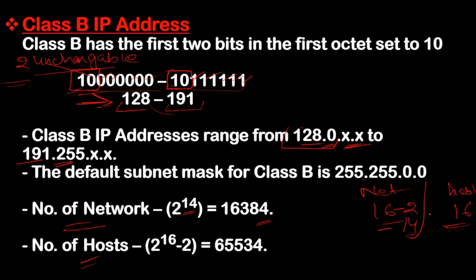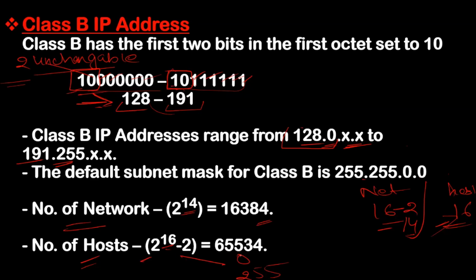Now the number of hosts. In the host part we have 16 bits, and as we discussed, in the host part you don't have to subtract any unchangeable bits. So this is 2 power 16. If you count this, it will be 65,536 minus 2. This 2 is again for 0 and 255, because we are talking about the host part, and in the host part the last octet is never 0 or 255.